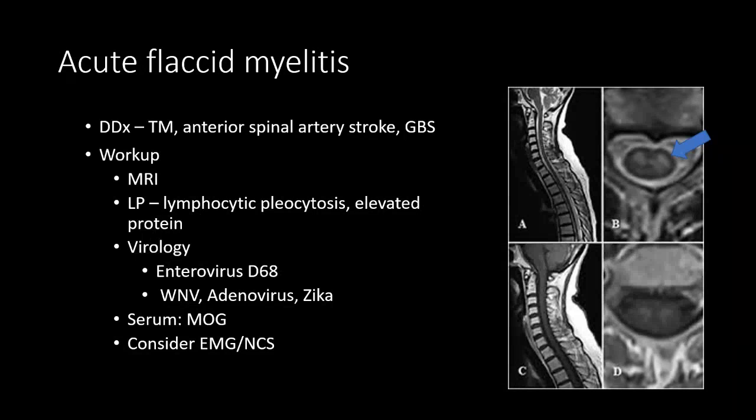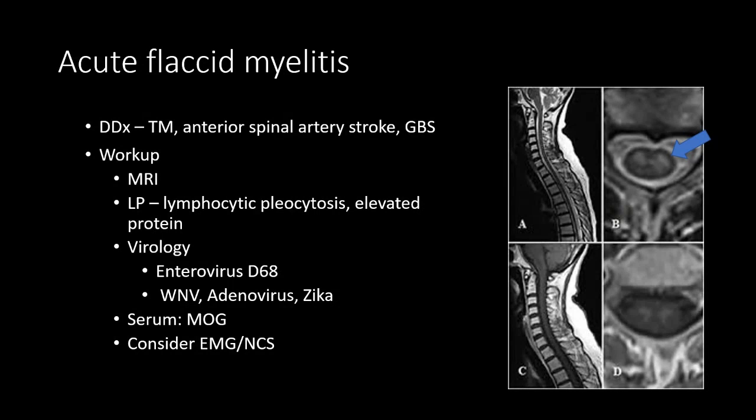In 2014, 2016, and 2018, there were increased reports of AFM that seemed to correlate with outbreaks of enterovirus D68 infections in the U.S. And this has been closely monitored by the CDC. They haven't isolated enterovirus D68 in the CSF by PCR, but they have detected antibodies in the CSF. And a lot of patients, if you look at respiratory or stool samples, will have evidence of a prior enterovirus D68 infection.